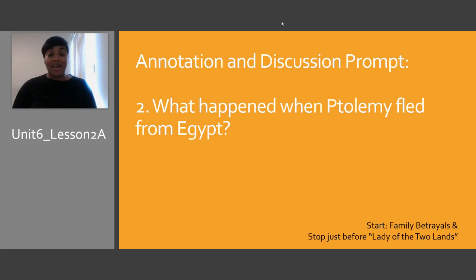So scholars, we are now at our second annotation and discussion prompt. On your notes, go ahead and write the number 2. The question is, what happened when Ptolemy fled from Egypt? Again, the second question that you should be writing on your paper is, what happened when Ptolemy fled from Egypt? Take about 20 seconds. Write this question down. Quick, quick, quick. Ten more.